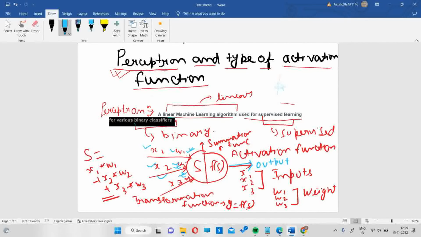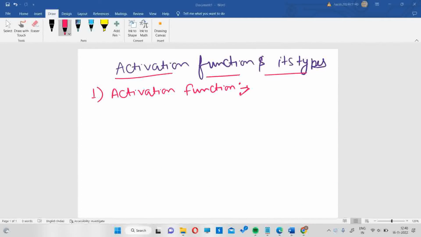Now, in the next part, we will be discussing different types of activation function. Now, before discussing activation function and its types, we will see what activation function is. Now, see, there are various definitions on the internet about activation function, but to make it simple, I will make you understand that activation function.